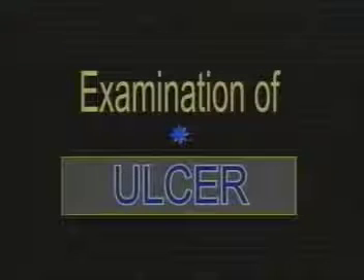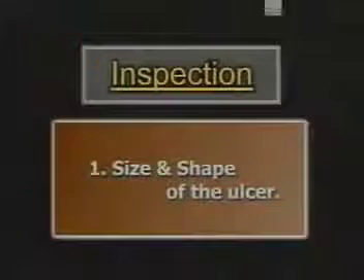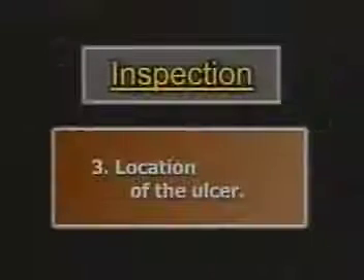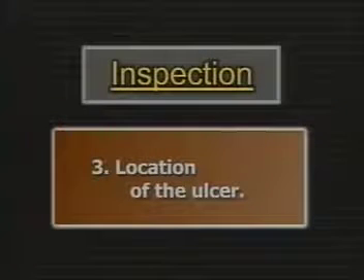Examination of ulcer. On inspection, first note the size and shape of the ulcer and measure the size in centimeters in 2 dimensions with a measuring tape. Then note the number, whether it is a single ulcer or are there similar ulcers elsewhere on the body. Now note the exact anatomical location of the ulcer.